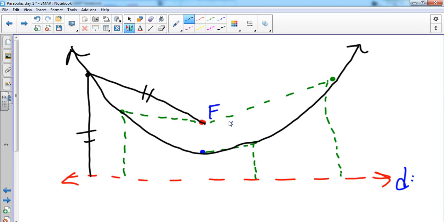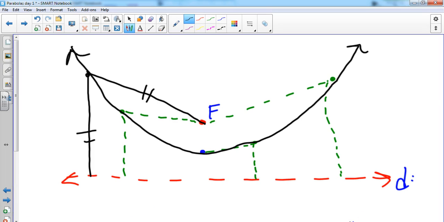Yes? I was just going to ask if this has anything to do with orbits. Most orbits are elliptical. Oh, yeah. So yes, we will get to ellipses. Absolutely. And the focal point of an ellipse is very important. Great question. But these are parabolas, same kind.